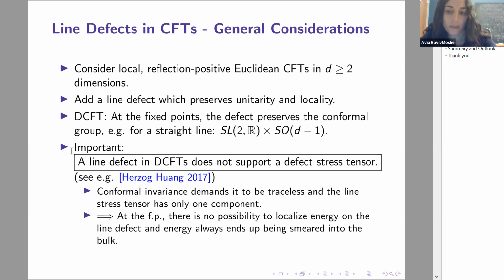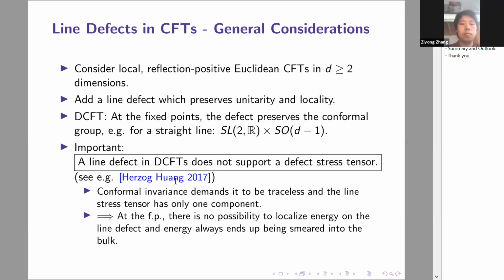Now, an important comment on this context is the following. If we have a line defect in a defect conformal field theory, then it does not support a defect stress tensor. There is a nice discussion about that in a paper by Herzog and Huang from 2017. The reason is very simple: for a line defect, the defect stress tensor has only one component, and conformal invariance of the DCFT demands it to be traceless, and therefore line defects in DCFTs do not support a defect stress tensor.